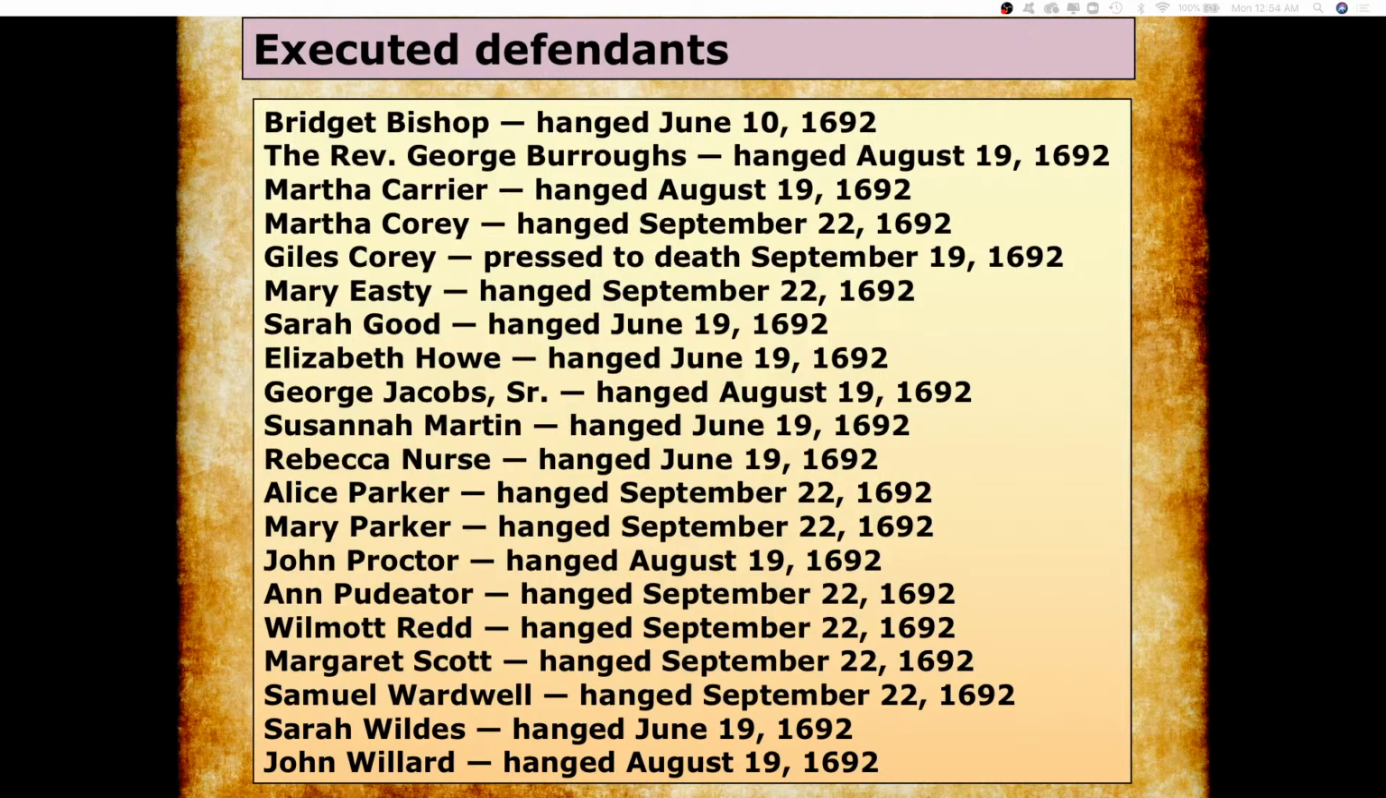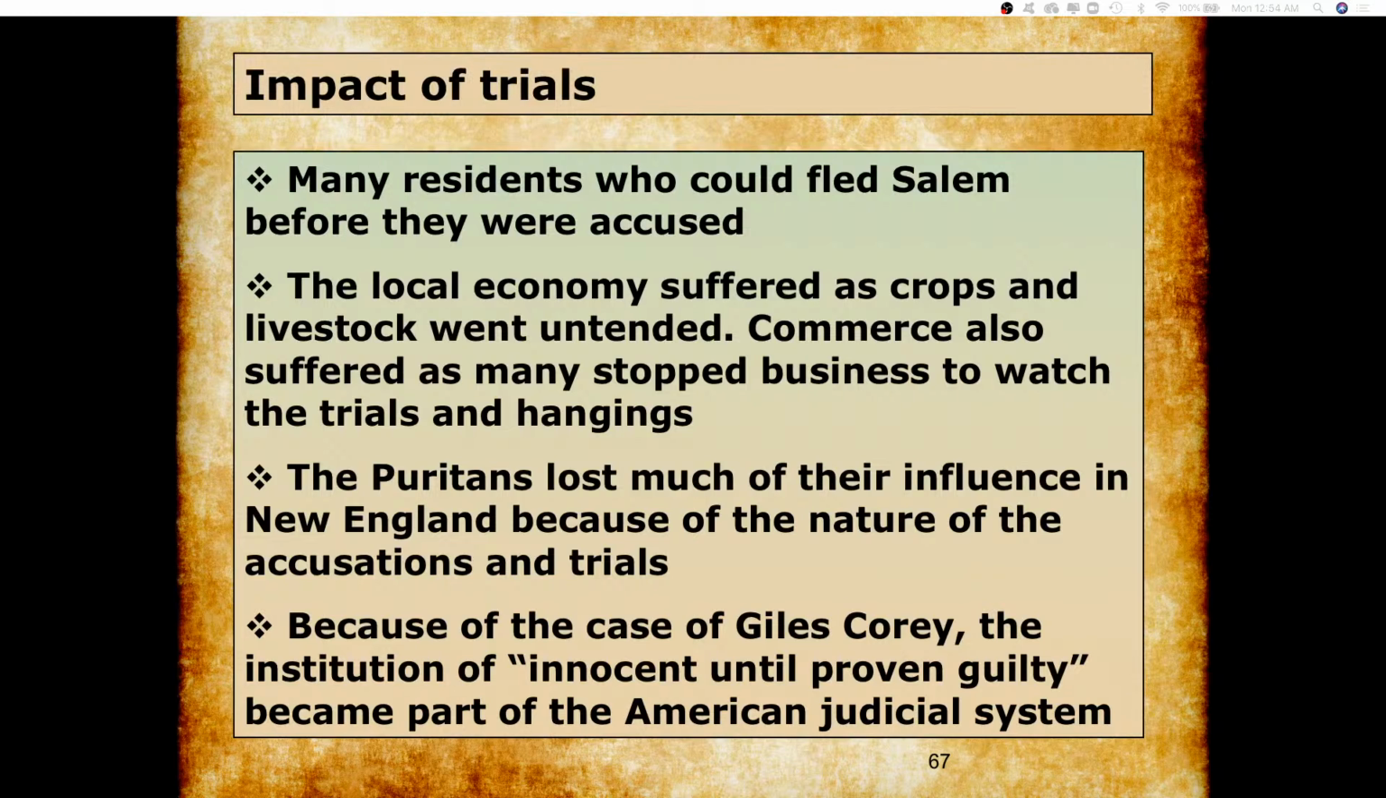So one last thing about Salem before we go. The impact of the trials. A lot of residents are going to up and leave Salem before all is said and done. I mean, they see the craziness going on, they're going to be like, see ya later. They left before they could be accused. The local economy is going to suffer because of this. I mean, no one's tending to the crops or the livestock. Commerce is just going to suffer because businesses are not going to operate when there are crazy trials and hangings going on. And remember, with such a conformist society, you don't want to stand out from the crowd because who knows? They'd accuse you of being a witch next.